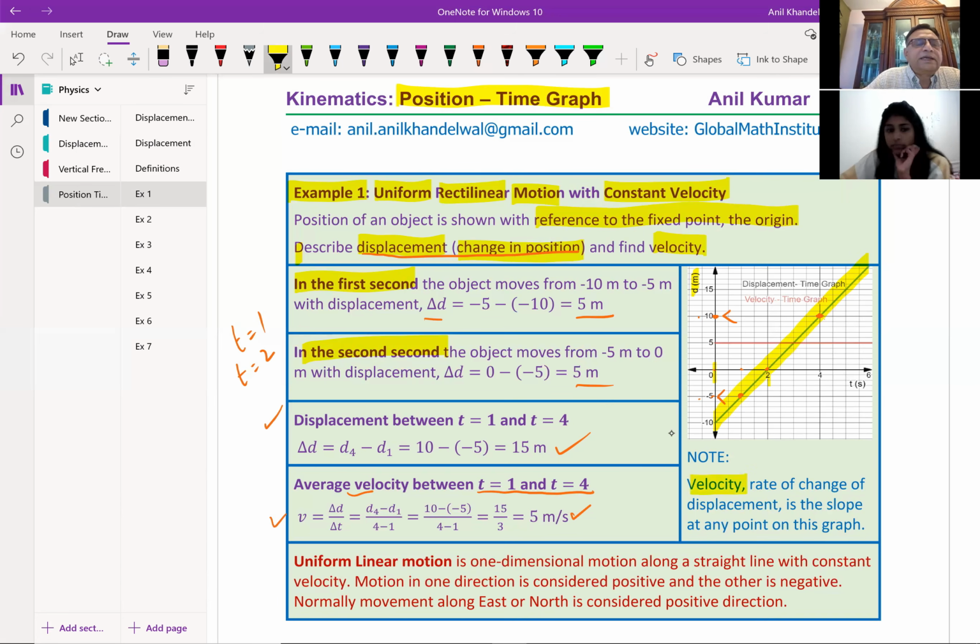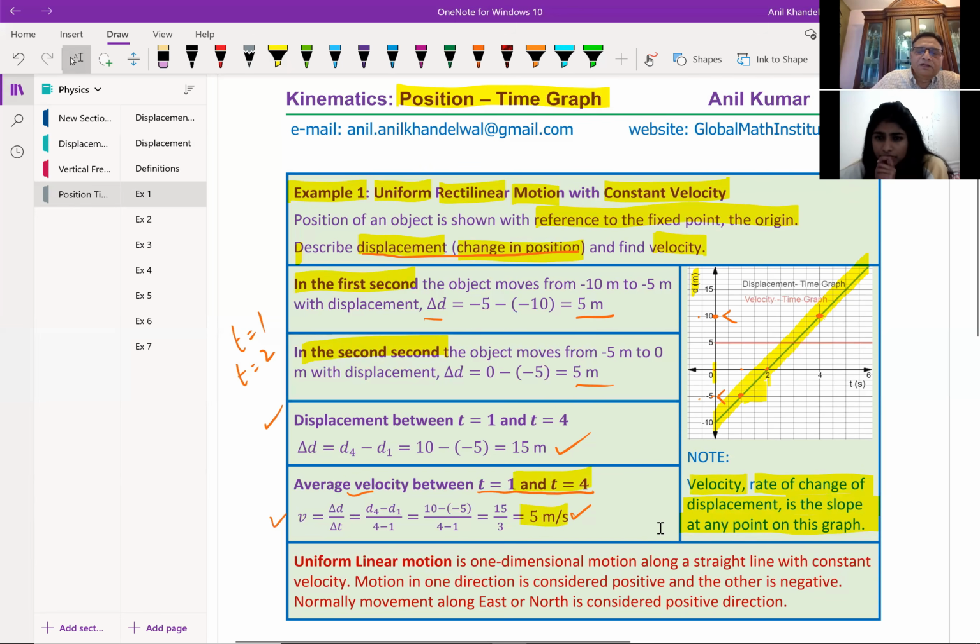So that is the velocity in general. So when I say velocity, it will mean instantaneous velocity, not average velocity. So velocity is rate of change of displacement, right? It is the slope at any point on this graph. It is at that particular point, what is the velocity? So for a straight line, it will be same as the average velocity because the slope is same, correct, at each point. So in this particular case, the instantaneous velocity is also 5 meters per second. Is that clear to you?